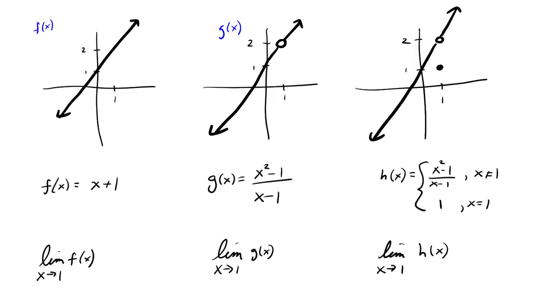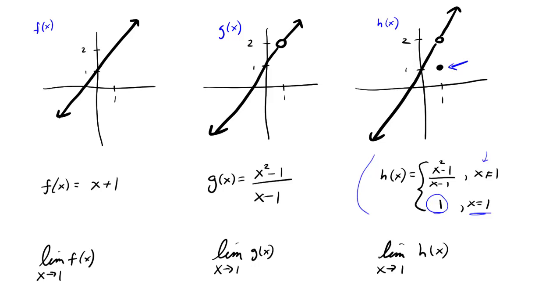Okay, and then the final one is h of x. All right, so for h of x, it's a lot like the previous one. In addition to having the hole, we also have the function defined at x equals 1 to be 1. So that's what we can see in the piecewise definition down here. It's x squared minus 1 over x minus 1 when x is not equal to 1. But when x is equal to 1, the value of the function is 1. Hence putting that point right there.